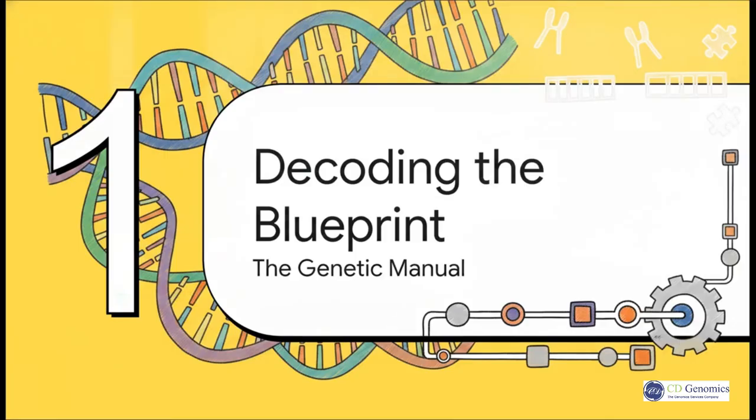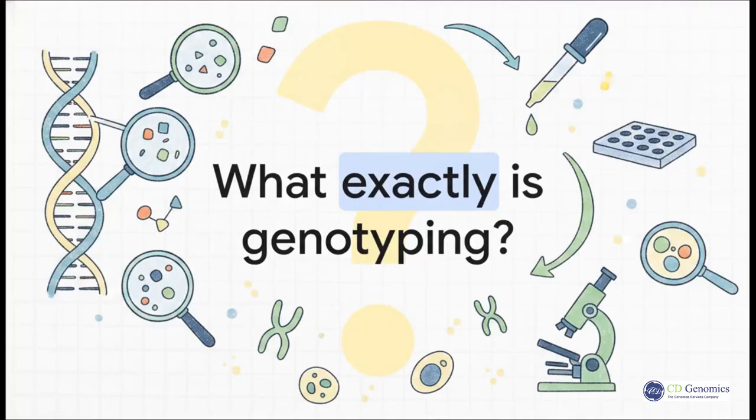All right, Section 1, Decoding the Genetic Blueprint. We're going to start by zooming all the way out just to get a solid grip on the foundational concepts before we hit the heavy machinery. To kick things off, we really have to ask the most fundamental question here. What exactly are scientists doing when they genotype an organism?